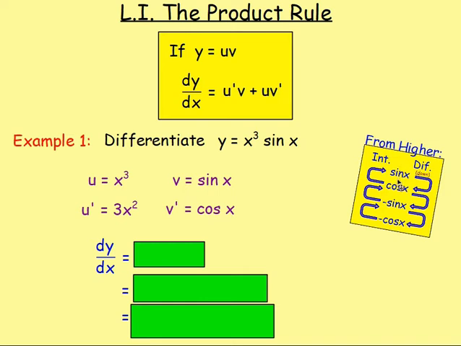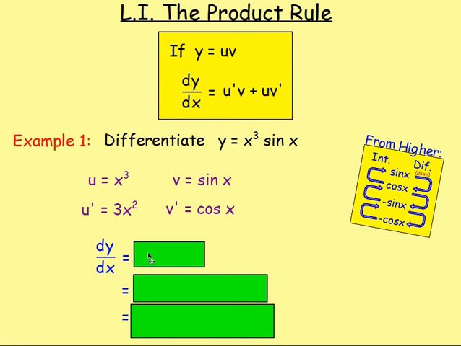Remember from higher, sine, cos, negative sine, negative cos. If you differentiate sine, you get cos. Differentiate cos, you get negative sine. Differentiate negative sine, you get negative cos. And differentiate negative cos, you get back to sine. And when you integrate, you just go the other way. So differentiating sine, you get cos, something from higher.